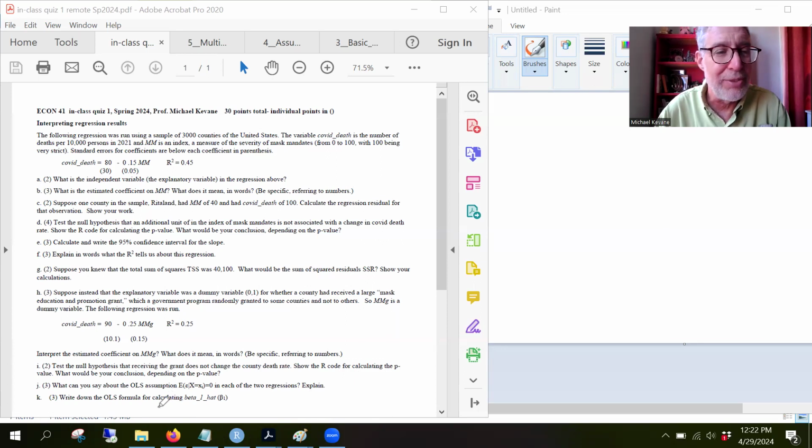And write down the OLS coefficient. I think everybody got that. If you didn't, you need to review your notes. So great. People in general did well on this quiz, and that was a little review.